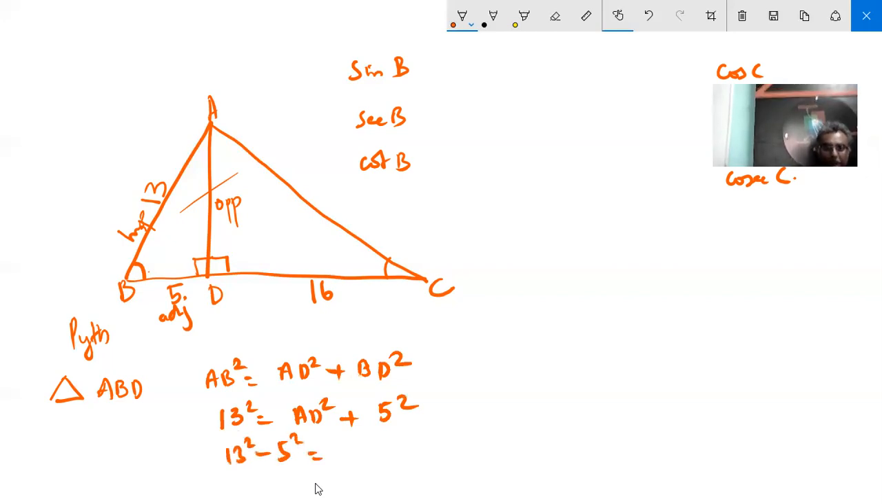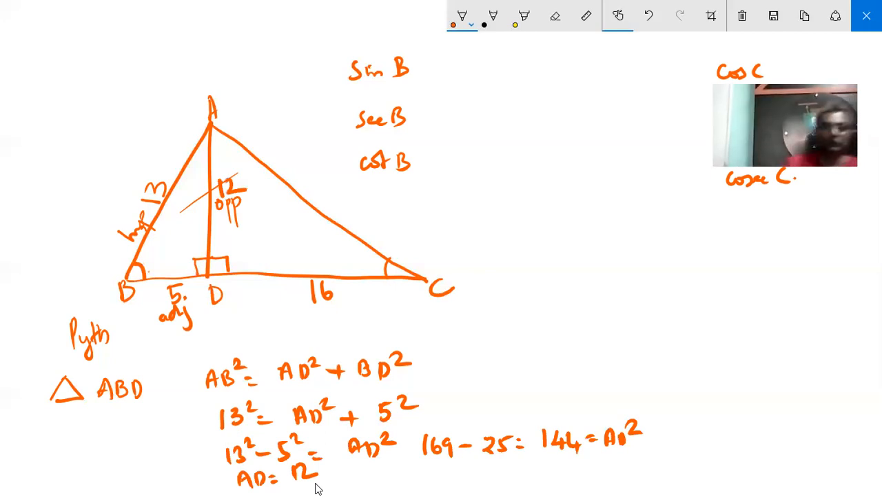You bring it on that side. Same thing, it becomes AD squared. How much is 13 squared? 169. 5 squared? 25. That is equal to 144, equal to AD squared. So AD will be how much then? 12. AD is 12. So you got one important piece of information.